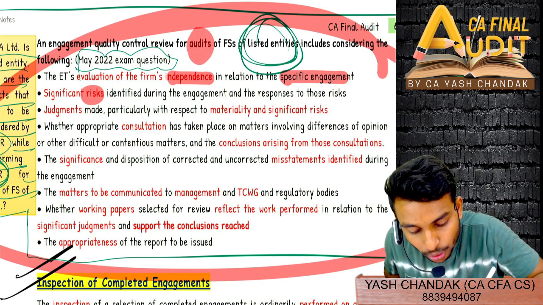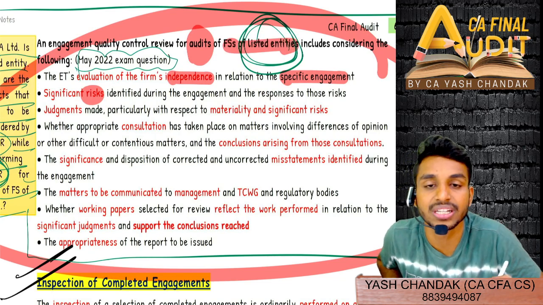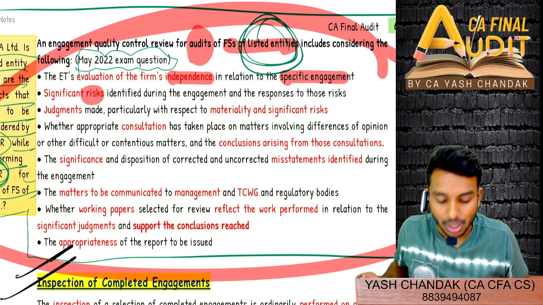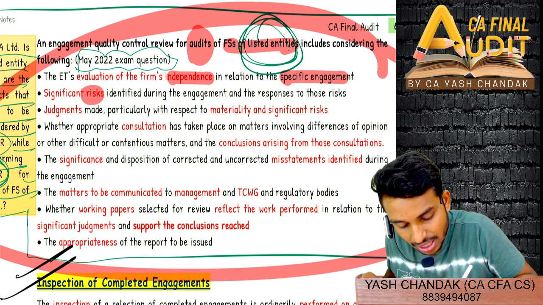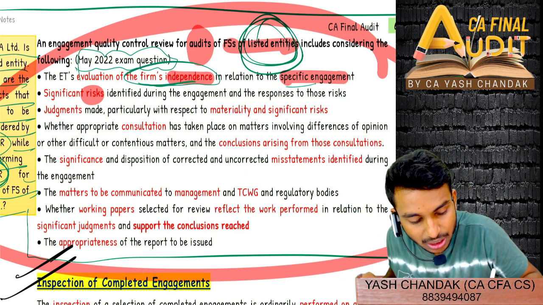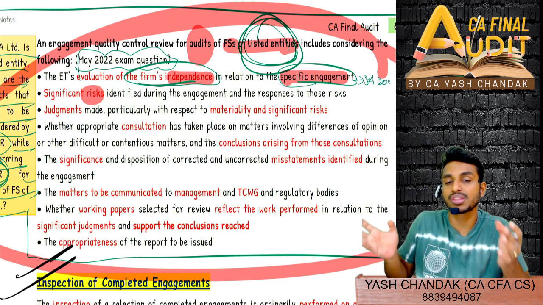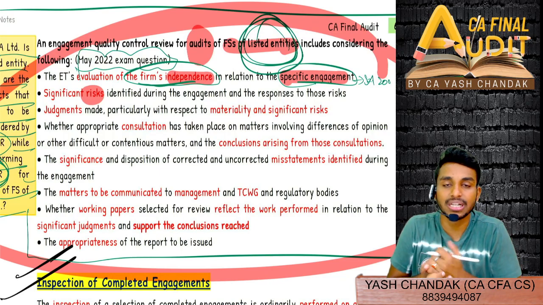because here we are considering audits of the listed entity. So here we will be checking all the standards on audit. All the standards on audits, I'll just give you a glimpse. Evaluation of the firm's independence in relation to the specific engagement. So here SA 200 compliance, you will see independence, professional skepticism, due care, professional judgment, properly taken or not.